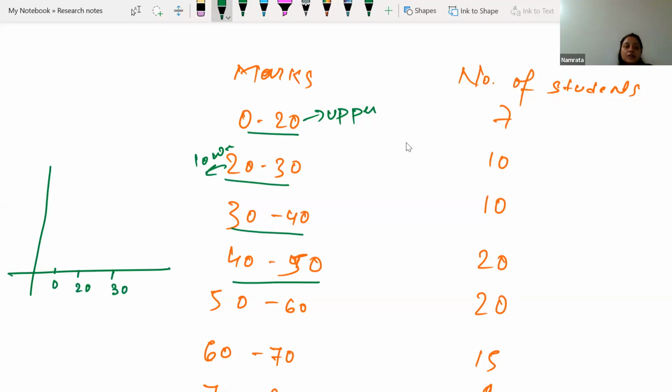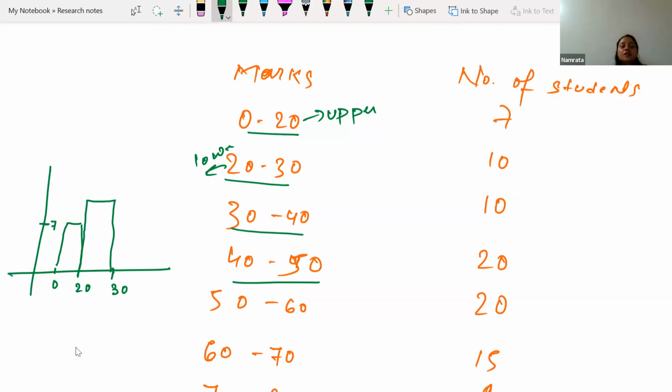Whatever you will be drawing from 0 to 20, it is coming till 7, like this. From 20 to 30, it will go till 10, like this. Okay. This way you will end up getting a solid figure. And yes, always start with the kink. Okay, here we don't have to start with a kink because from 0 we are starting.